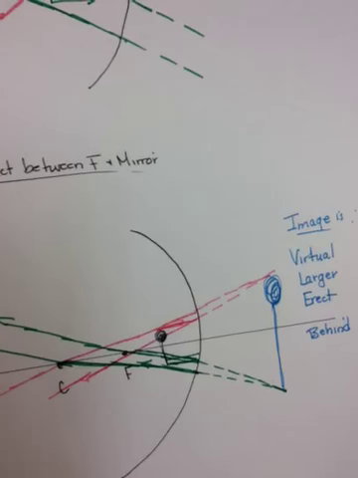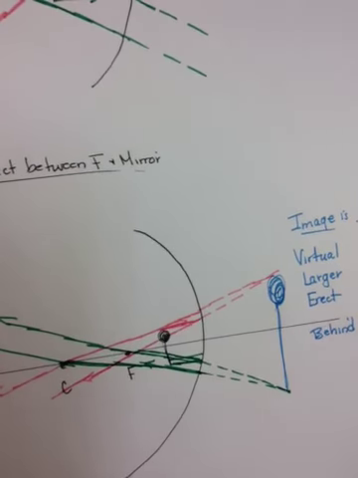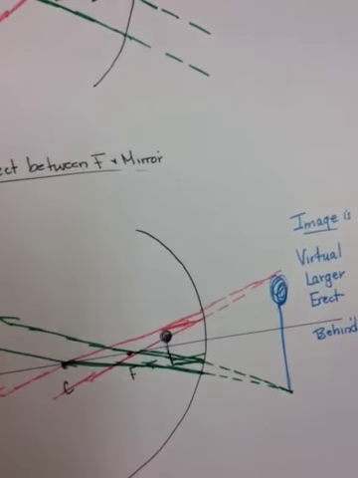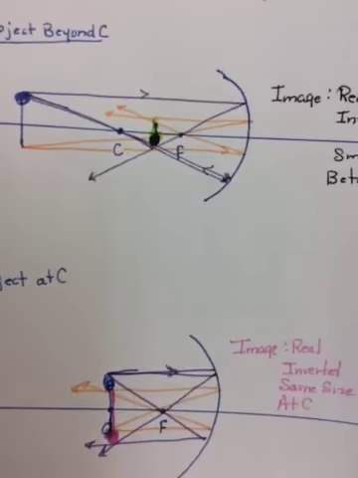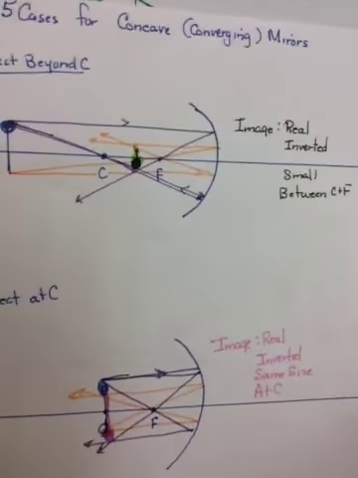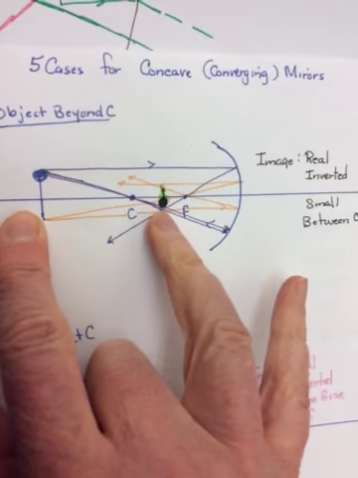If we were to look at the progression of the characteristics, in case 1, the object started behind C, and the image ended up being between C and F and was smaller, right? So the object was behind C, the image between C and F, and it was tinier and real.